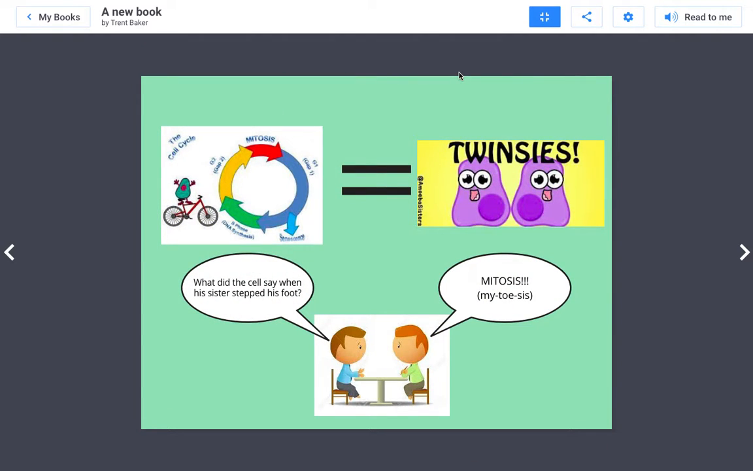As these cells continue on their journeys, they will restart this cell cycle. And in the end, we will have 2 more identical daughter cells produced.